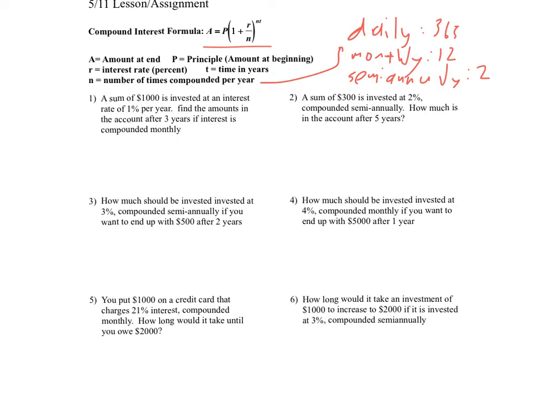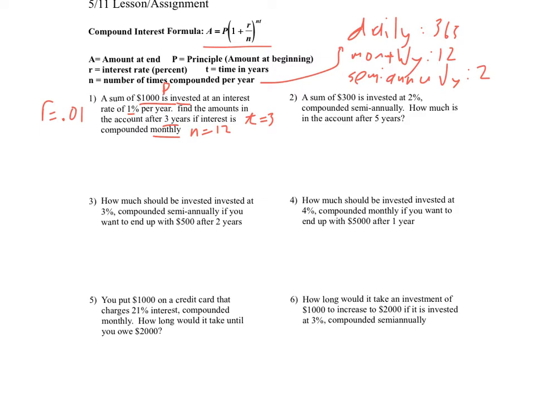So number one, it says a sum of 1,000 is invested. So that's my principal. That's how much I'm putting in. Our interest rate is going to be 1%. Now that's actually 0.01. To change it to a decimal, you move the decimal twice. Find the amount in the account after 3 years. And so T we know is 3. If it is compounded monthly, that means N is 12.